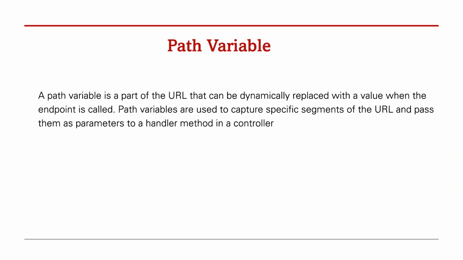A path variable is a part of the URL that can be dynamically replaced with a value when the endpoint is called. Path variables are used to capture specific segments of the URL and pass them as parameters to a handler method in a controller. This allows us to create flexible and dynamic endpoints that can handle various inputs.